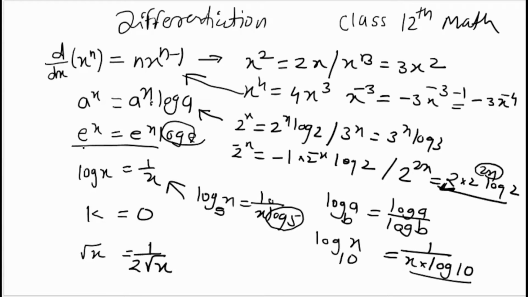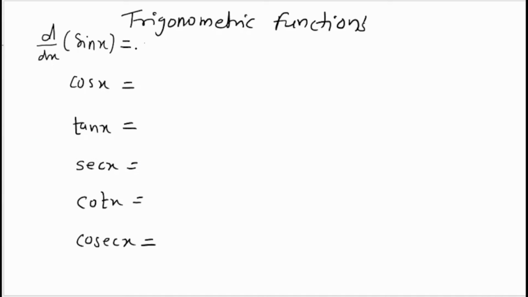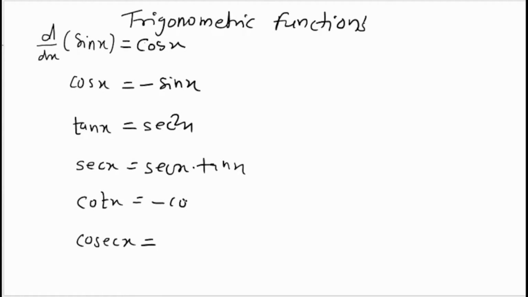Next, let's remember some derivatives of trigonometric functions. First, the derivative of sine x is cos of x. The derivative of cos x is minus sine of x. The derivative of tan x is sec square x, and the derivative of sec x is sec of x into tan of x. The derivative of cot x is minus cosec square x, and the derivative of cosec x is minus cosec x into cot x.